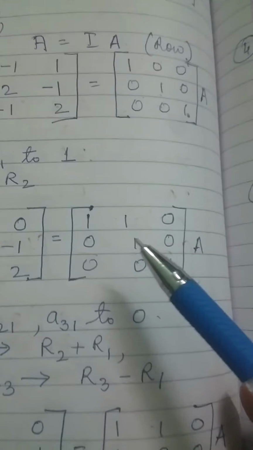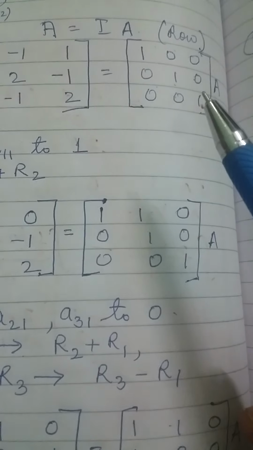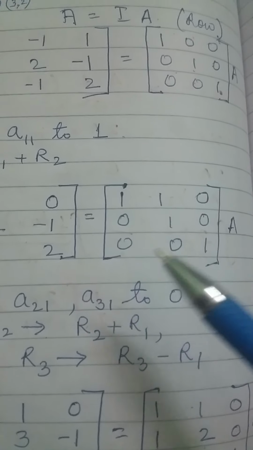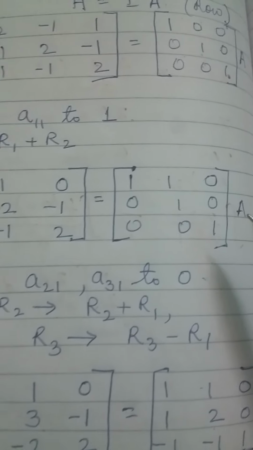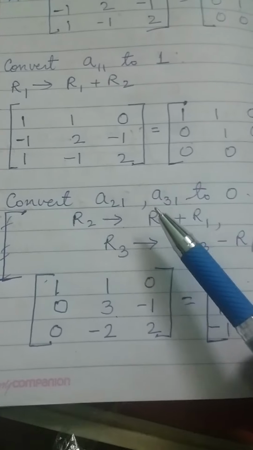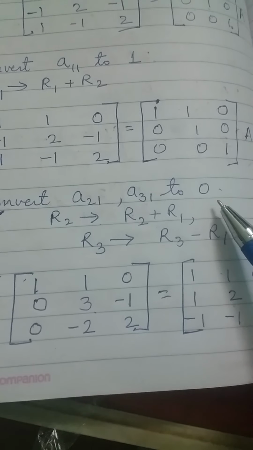In the same manner, we will go for the transformation on I also. So we get 1 1 0, 0 1 0, 0 0 1. R2 and R3 are not changed, and this A will always be fixed. Second step will be to convert A21 and A31 to 0 with the help of A11. This is very important. It should be with help of A11.